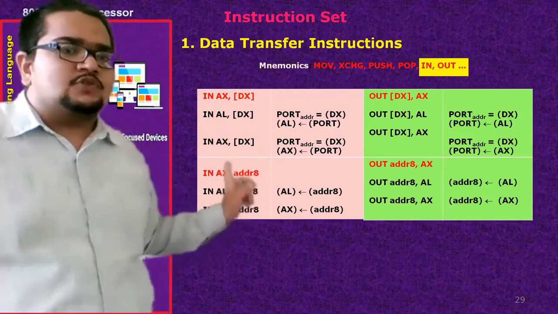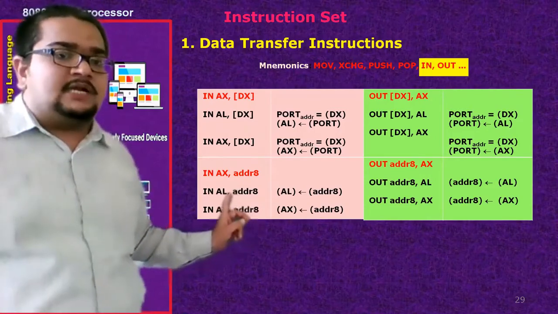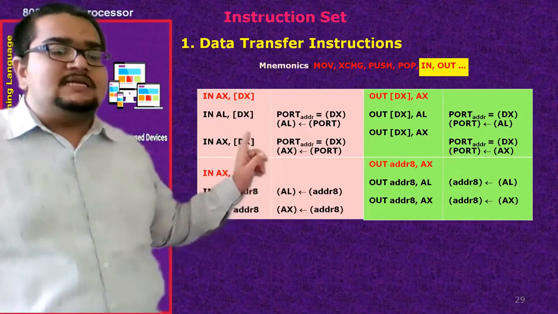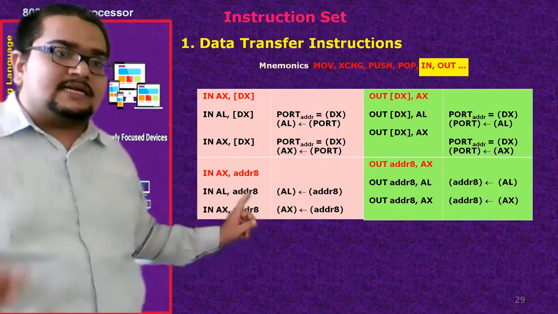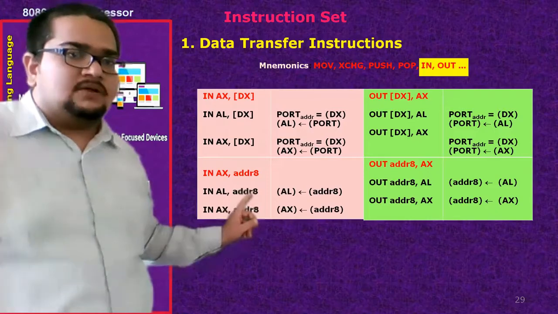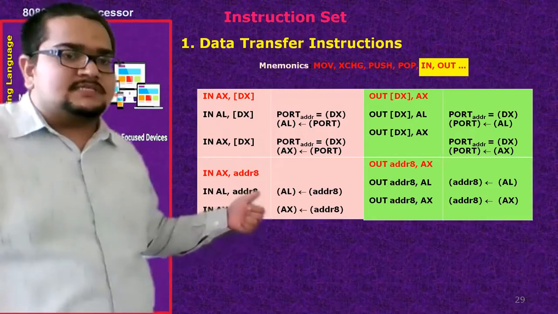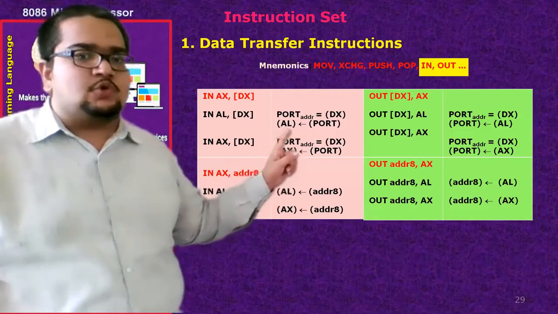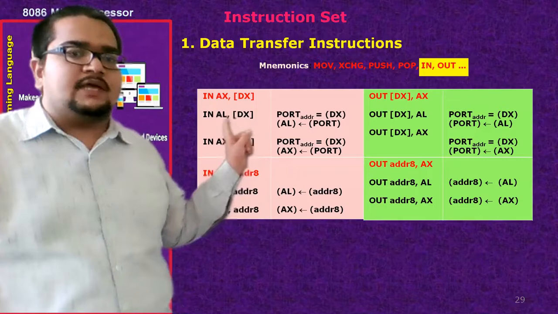Okay, this is IN. Similarly, one more example is given here: IN AL from an address. Instead of first writing the port address into DX and then using it, which is indirect port addressing, here the port address is directly available in the instruction itself, which is direct port addressing. The address of the port is directly given in the instruction itself, such that from that address the data will come into AL. In the other case, first the port address is stored into the DX register, and the DX register is used in the instruction for movement of data.